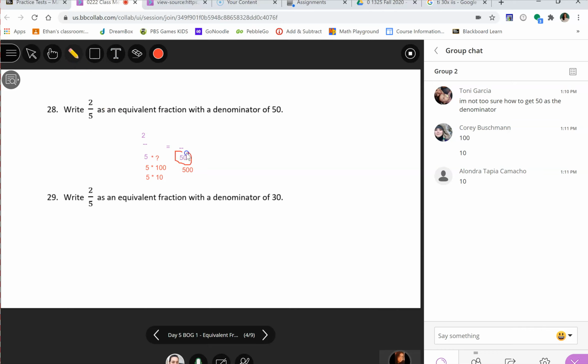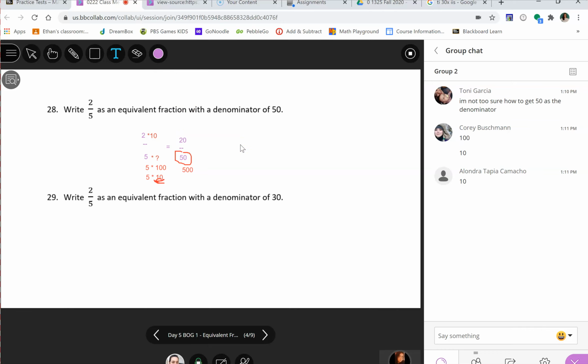And then we have a rule that says whatever you multiply by on the bottom, you need to multiply the same number on the top. So on the top, I'd have to do 2 times 10. And that would get me a 20 up there on the top. So 2 out of 5 is the same as 20 out of 50.